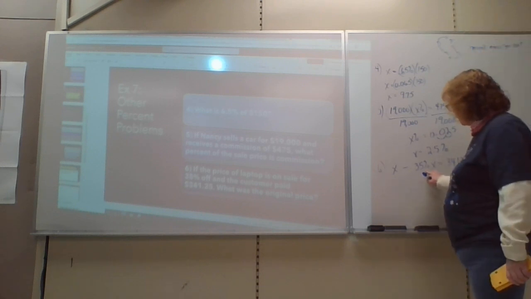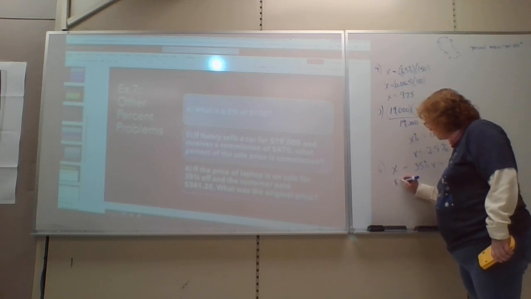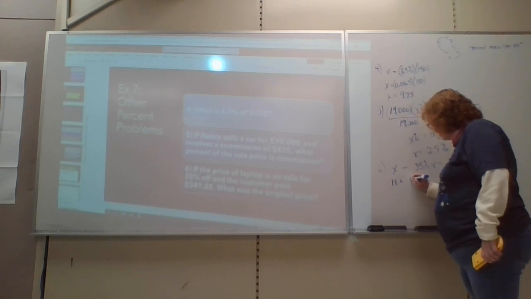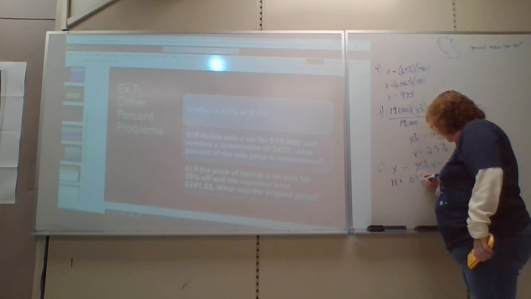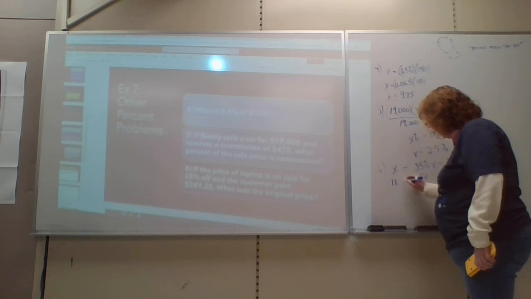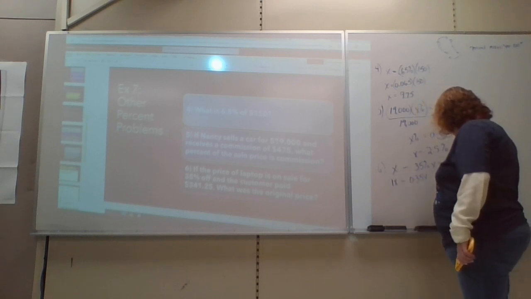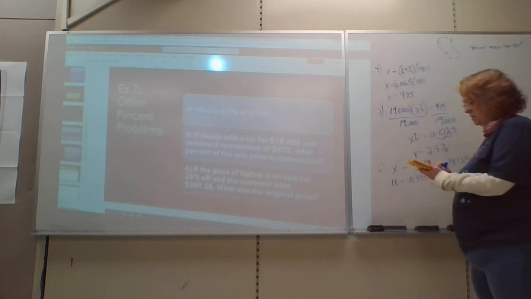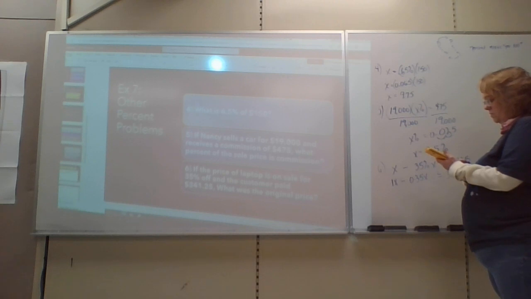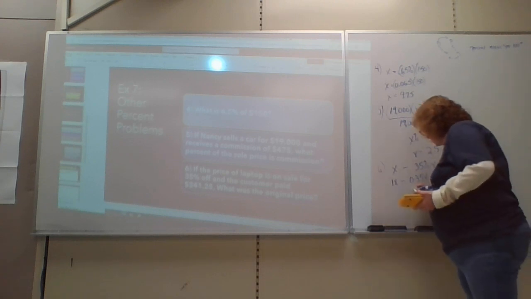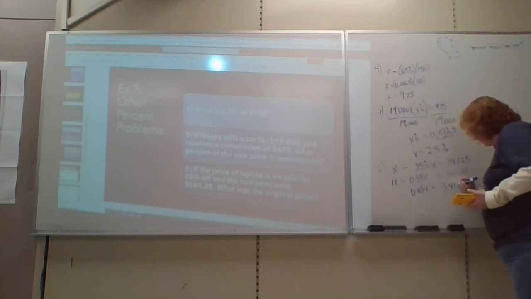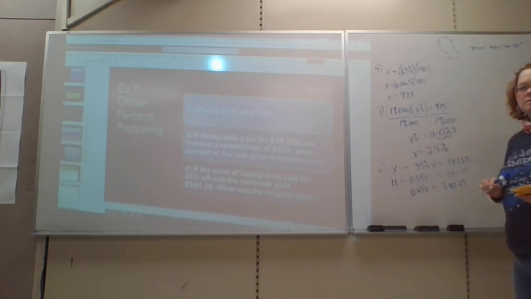We have like terms, so let's change that to a decimal. This one should have a 1 with it. That is 1x minus 0.35x equals 341.25. So what is 1 minus 0.35? It is 0.65x equals 341.25. Sorry about the mistake.